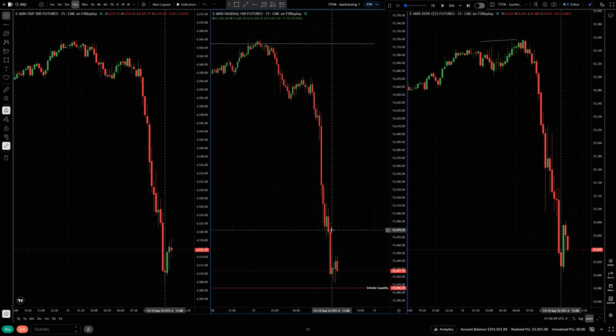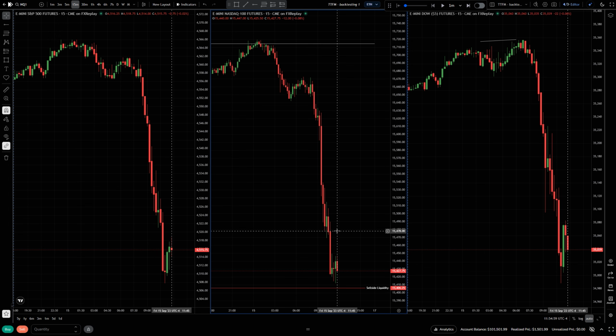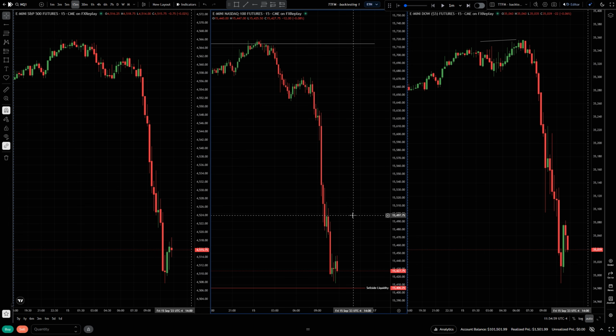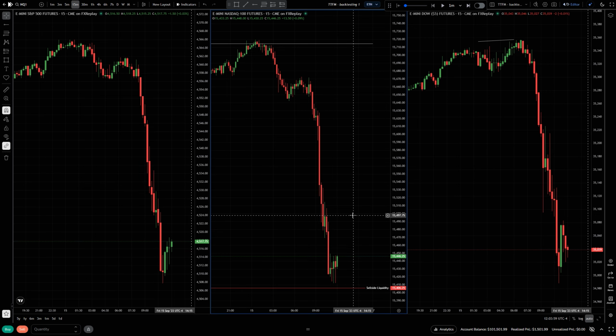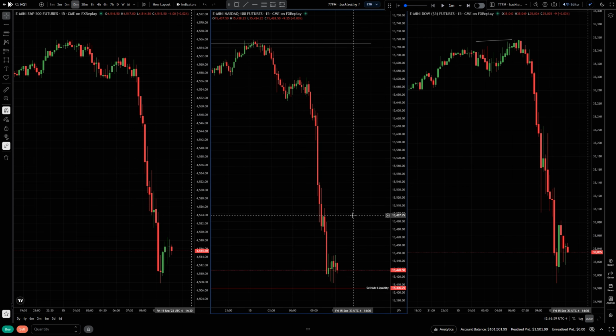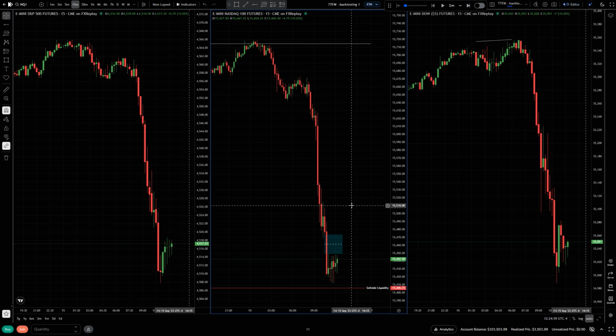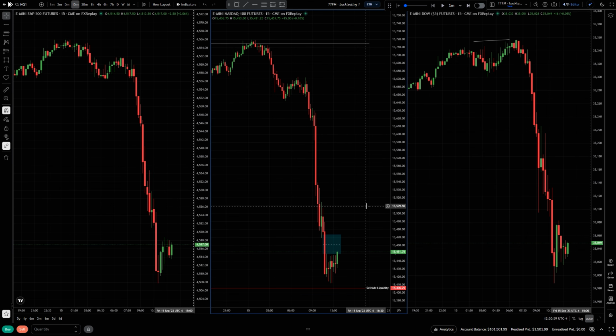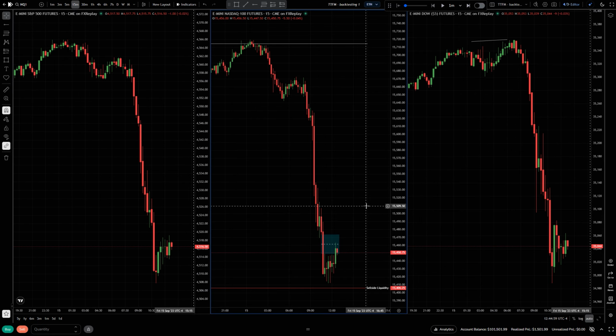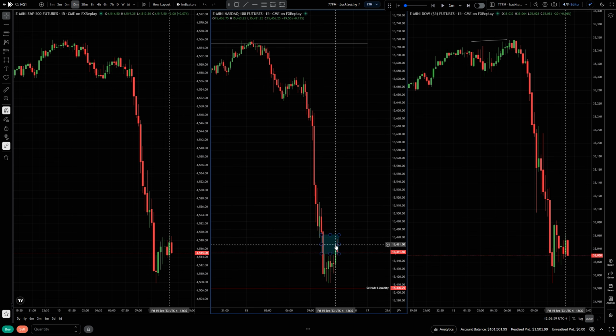Okay, we have SMT between these highs, but we have to see something more, not just that. I want to see NQ get above into this fair value gap. Okay, so NQ got inside the fair value gap. And I want to see, yes, take the high once again.